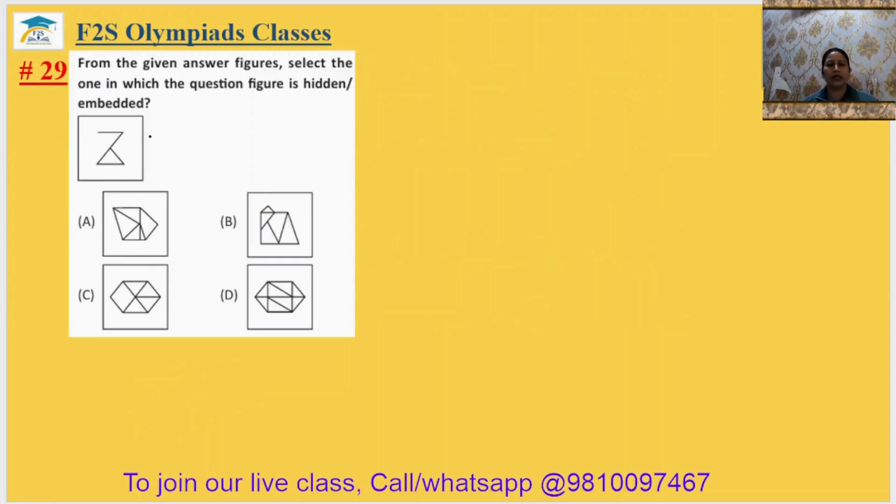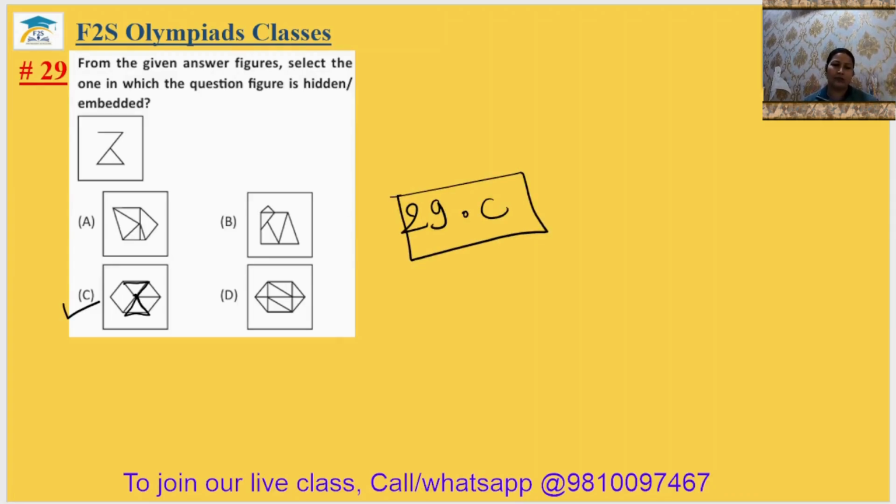Question number 29. From the given answer figures, select the one in which the question figure is hidden or embedded. So where is this part? We can find it this way, and in this way. So we can see we will come this way, and this way. This part is available in option C. So the 29th answer will be C.